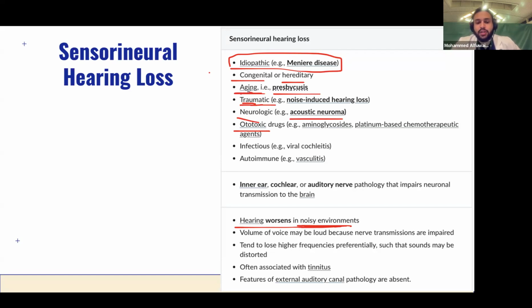One of the more common causes is aging, which is presbycusis. Then we have neurologic, acoustic neuroma. If you have facial nerve palsy plus the hearing loss, then you suspect neurologic. And then if they're taking any medication, then develop sensorineural hearing loss. This is clear, okay?